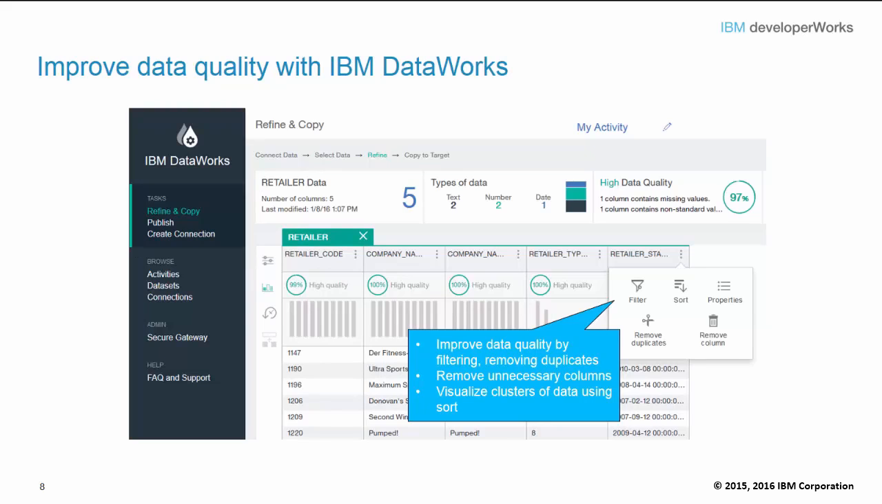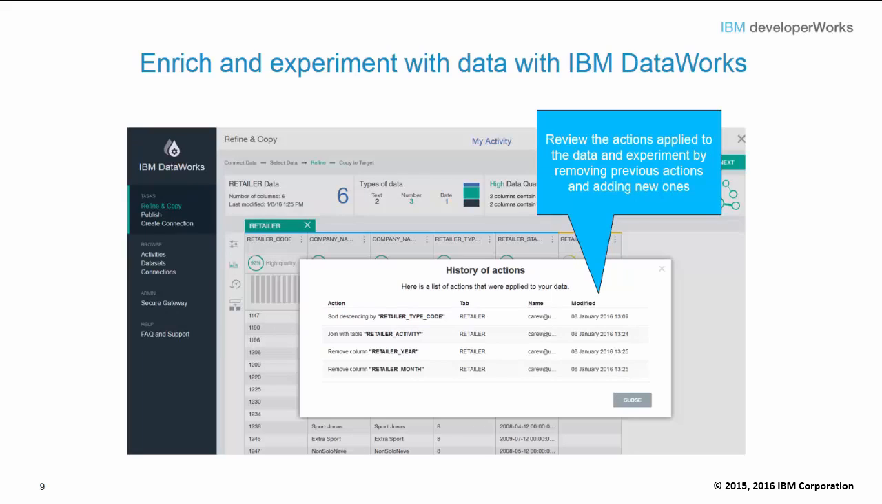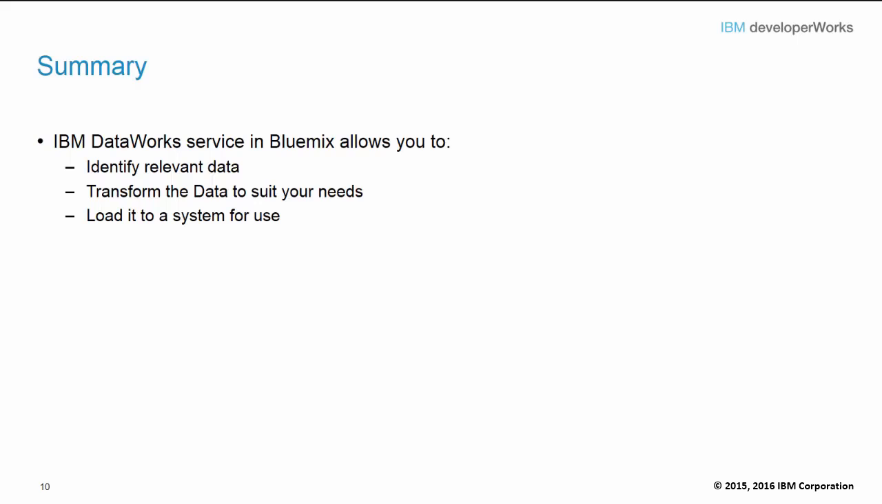You can filter it, you can remove duplicates, you can remove unnecessary columns, you can visualize clusters of data to see how the data is partitioned between different categories. And when you're done, you can review your actions, you can see every single operation that you've done on the data. If you're happy with your changes, you can apply them and export the data to a destination of your choice. So in summary, IBM DataWorks is a service that allows you to identify relevant data, transform that data to suit your needs, and finally to load it into a system for use in additional tools and applications.